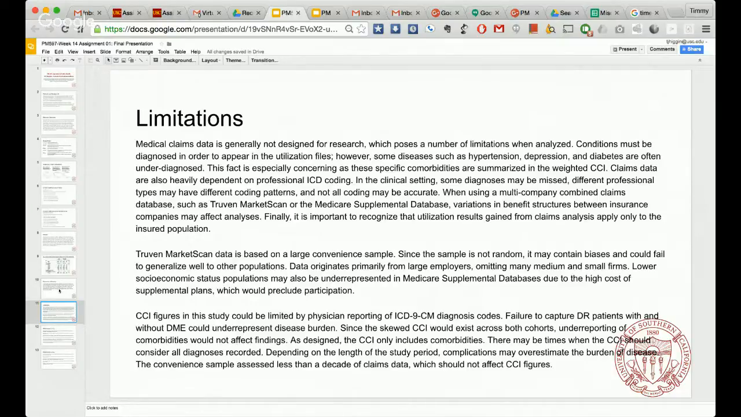We also did a large convenience sample. Since it's not random, there could be biases, as well as the fact that Medicare supplemental databases tend to profile higher socioeconomic statuses, which may not indicate the entire patient population receiving a drug related to diabetes. And again, CCI figures due to underreporting in ICD-9 diagnosis codes could lead to skewed data or an overestimate of the burden of disease.